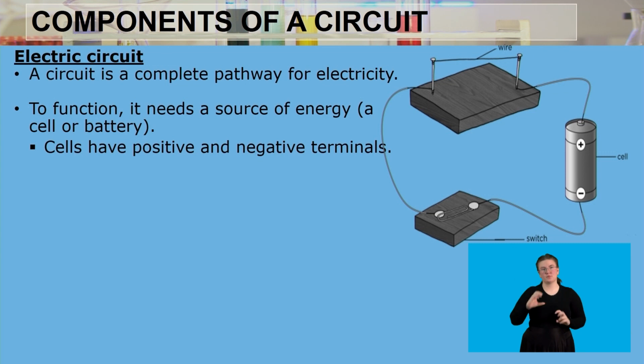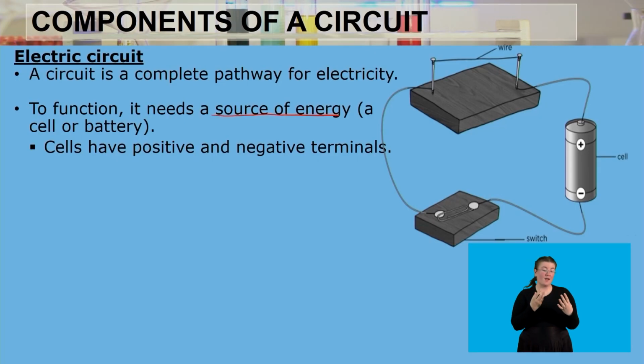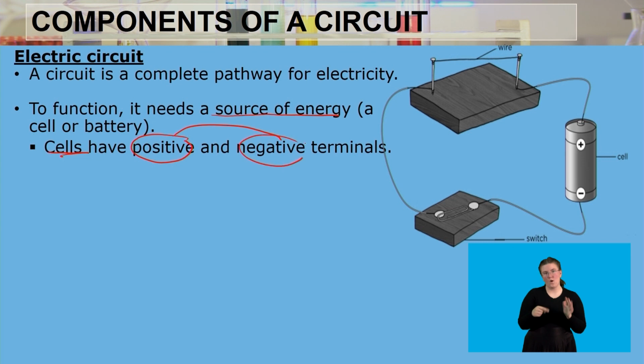Now for this circuit to function, it needs a source of energy, which normally is a cell or a battery. Remember that a battery is more than one cell, a combination of more than one cell. If it's just one, it's a cell. If it's more than one, then it is a battery. Now these cells have terminals, being the positive terminal and the negative terminal.